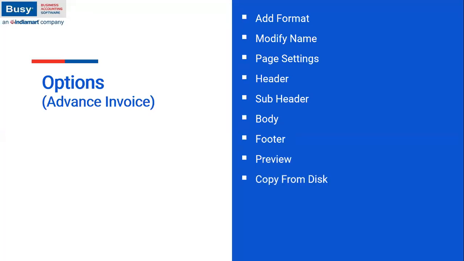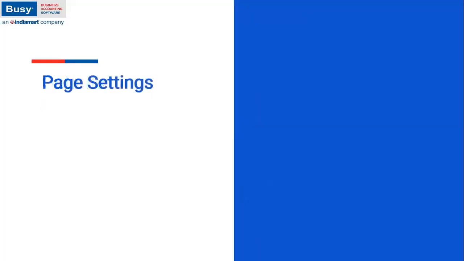Copy from disk will help you copy the design of the invoice to your PC. So you can take a backup of your invoice design and restore that backup into another Busy software. That is called copy to disk. On the source computer, you need to select the copy from disk option. And in the destination Busy software, you have to use the copy to disk option to restore that design. Other than this, we have the delete option and quit option. You can delete the customized invoice format, the advanced design format, anytime. Also, the quit option will be there. These are the options available.